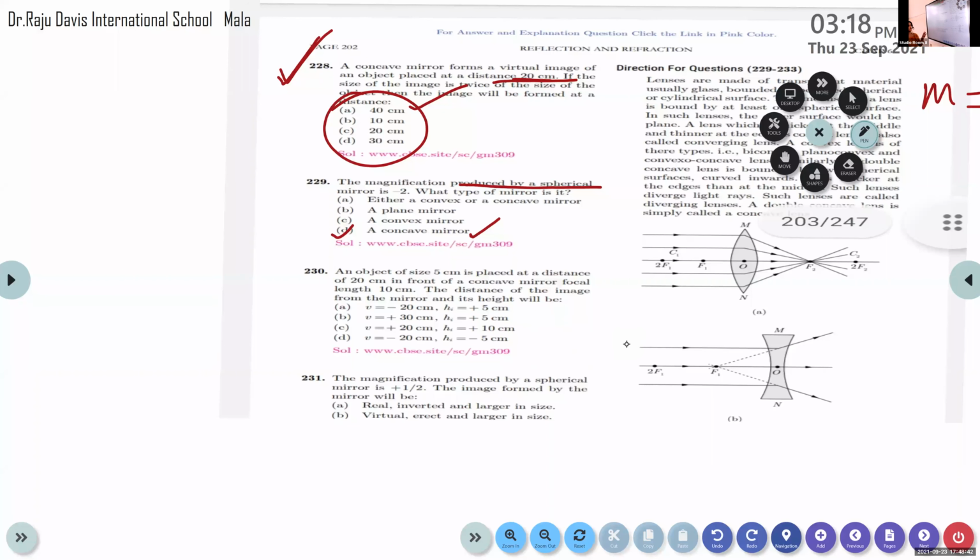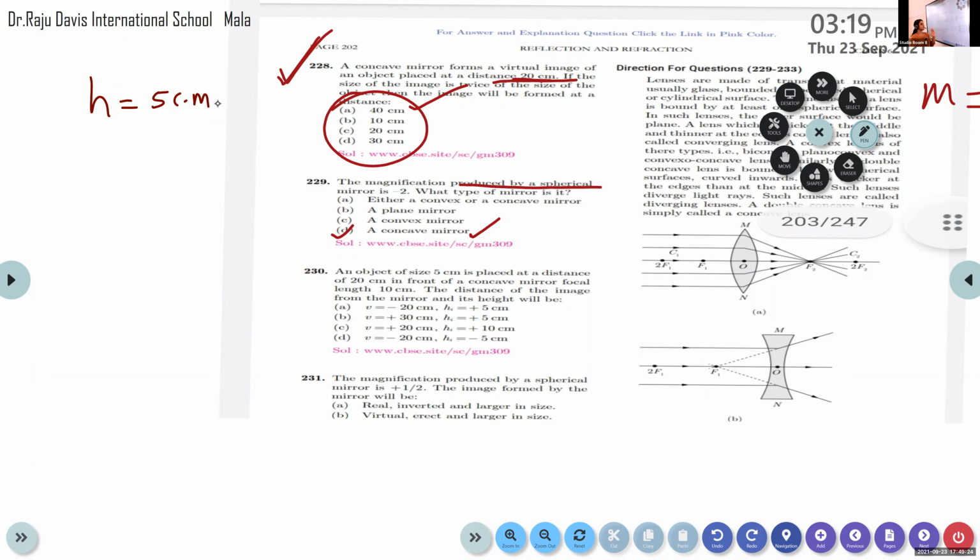An object of size 5 centimeter. Object size means which parameter is given here? Height of the object. It is represented by H. Height of the object H is given, that is equal to 5 centimeter.